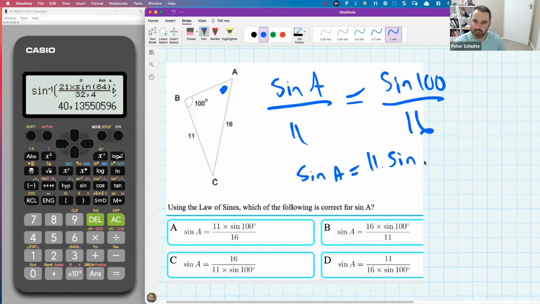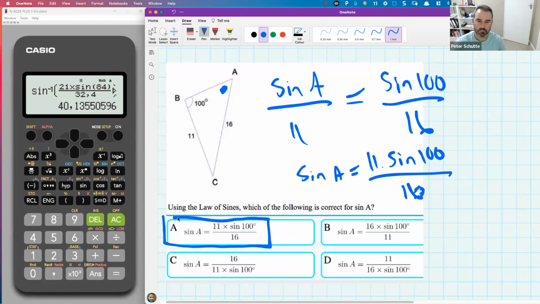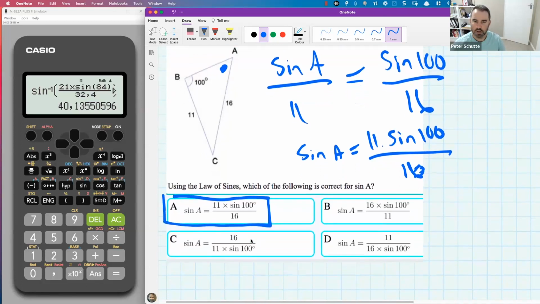So what is nice is it starts to feel quite predictable in terms of the format. 11 sine 100 over 16. So it should be A. All right.